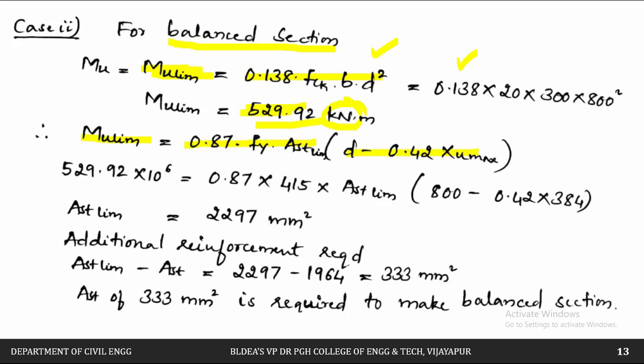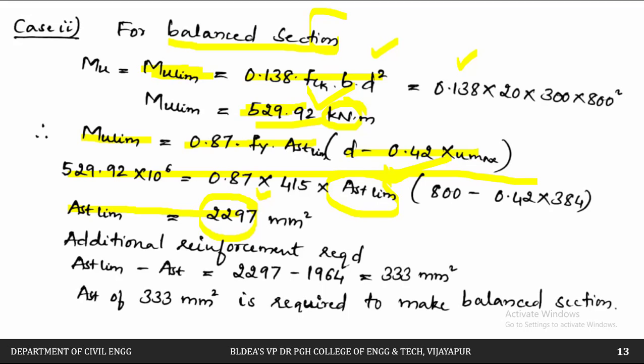Then next is Mu,lim, that is equal to 0.87 FY into AST,lim into d minus 0.42 XU. What you can do, you can calculate the limiting area of steel for this moment. So what is the area of steel required? If you simplify this equation, you will get AST limiting as 2297 mm square. So if you want to make this a balanced section, the area of steel required is 2297 mm square.